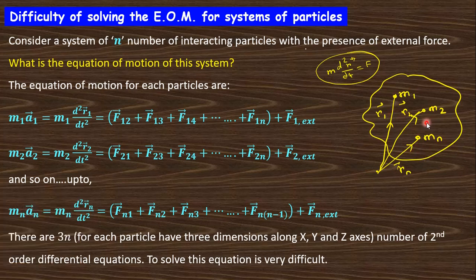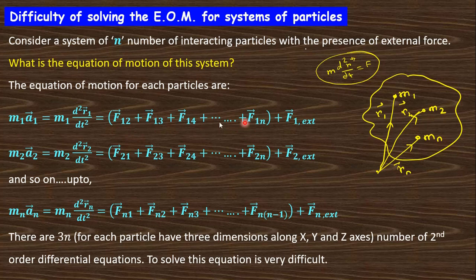So for each particle there is a differential equation. Say this is particle 1. For particle 1, the mass times the acceleration, which can be written as the double derivative of the position vector, will be equal to the total force. This F12 is the force on particle 1 due to particle 2. So on that particle there is a force due to particle 2, due to particle 3, due to particle 4, and so on, up to particle n, right?